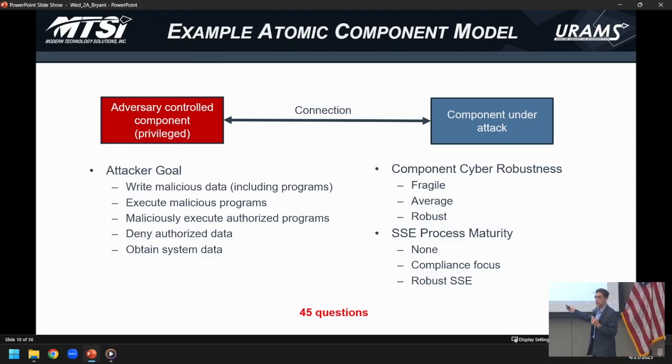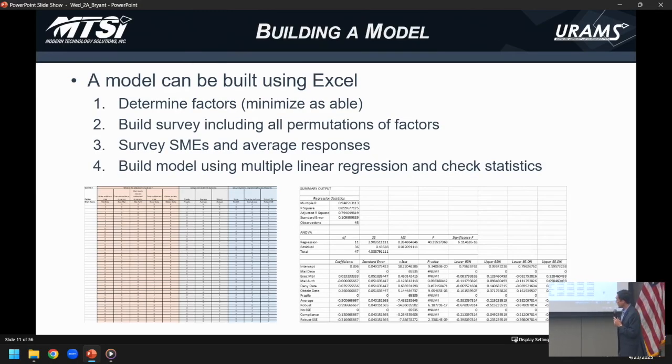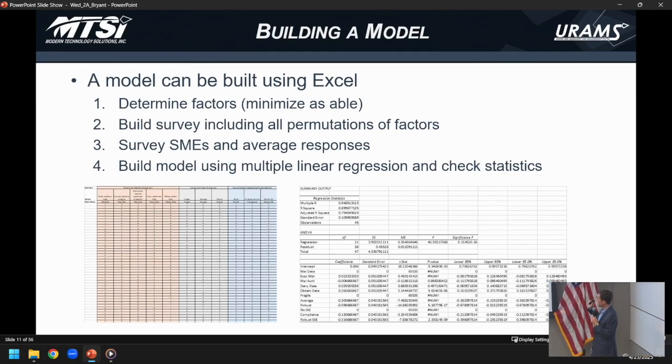So you do have to aggressively reduce the number of factors as far down as you can. The way I did that in this case is I essentially abstracted out the connection, because as we figured out, the connection didn't really matter. Because if you've got privileged access, then you can use whatever communication medium is available to you. So with that data, then I can survey them, and then I can build a model.